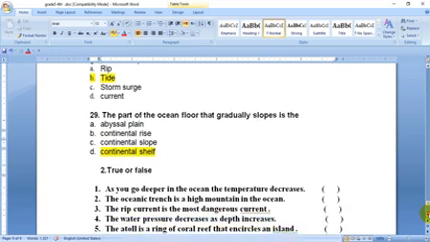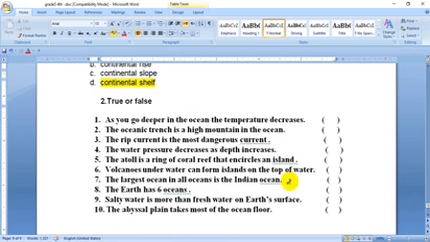Next question, true or false? Question 1. As you go deeper in the ocean, the temperature decreases. It means as you go down in the ocean, it gets colder. Yes, true.